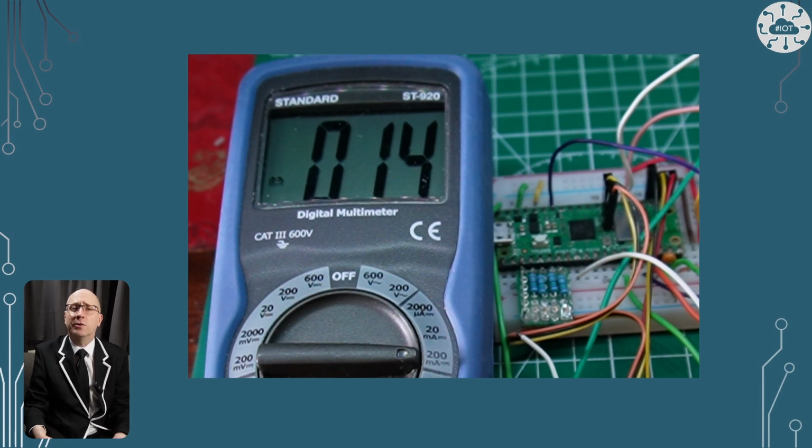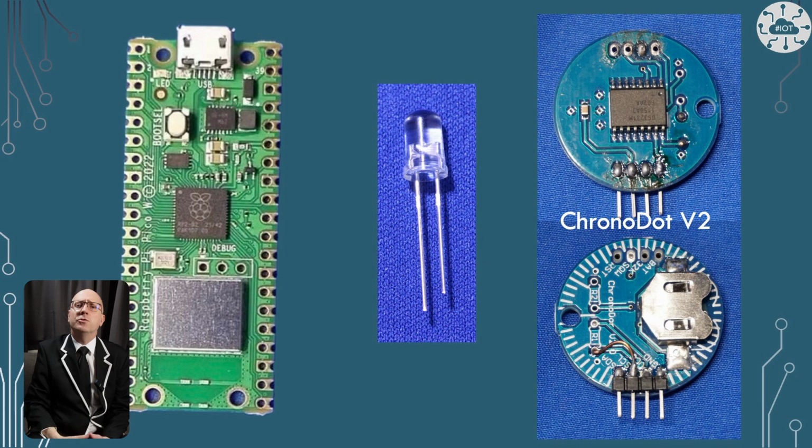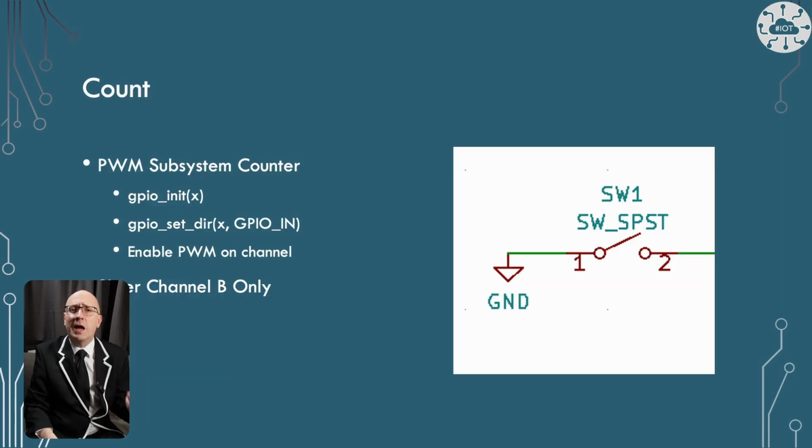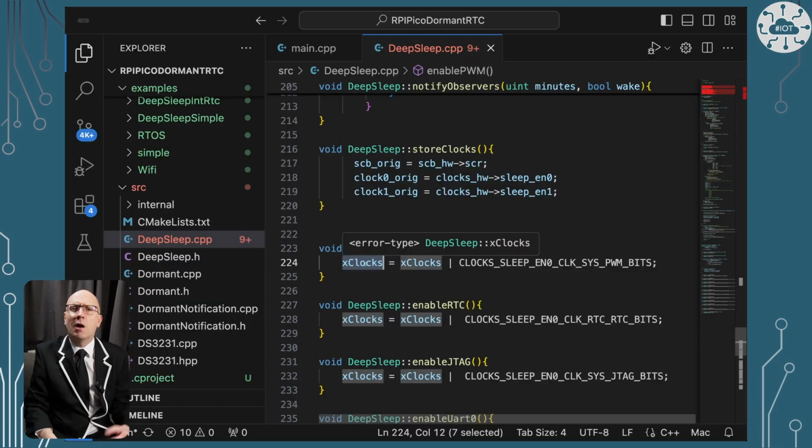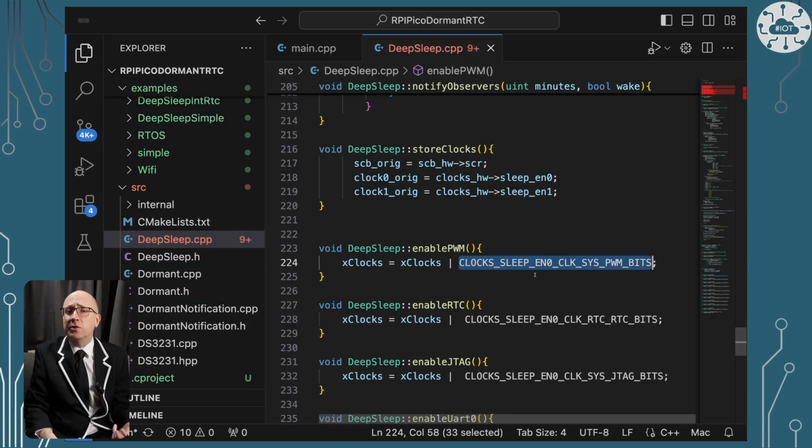a good reduction. Waking the processor using an external GPIO such as a DS3231 is simply a matter of enabling that interrupt. I can now use the PWM subsystem to count an input in both sleep and wake mode. I just need to tell the processor to keep the PWM subsystem running.